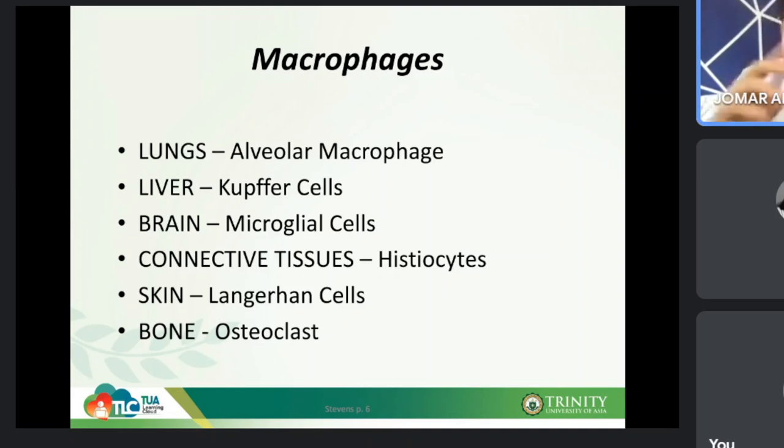Your macrophages can stay there for a longer period of time. If your monocytes can stay for around 70 hours in your blood vessel, macrophages can persist for a longer period of time when they are in their terminal organ. So those are your macrophages.